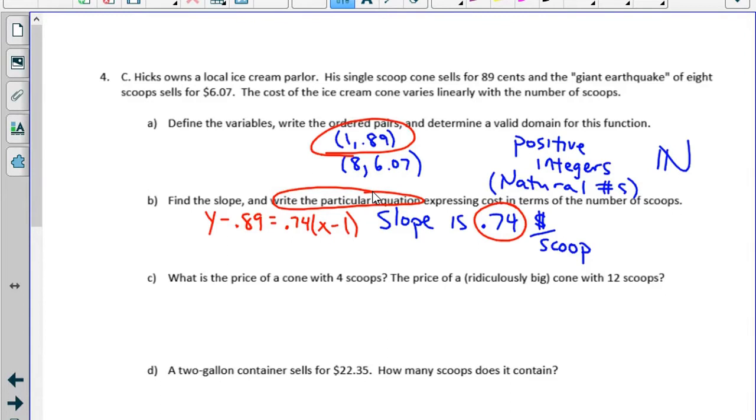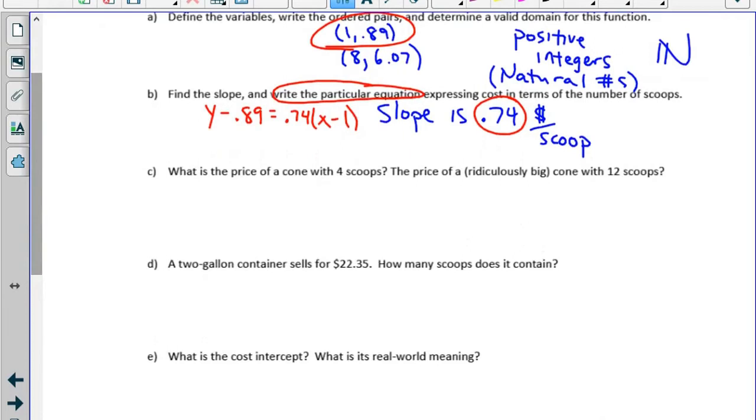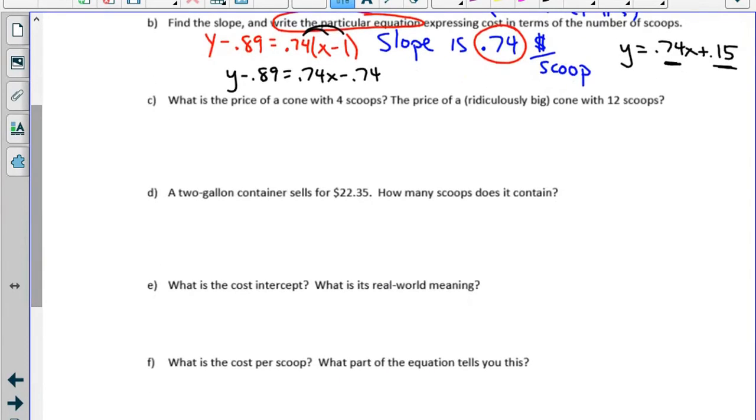Now, if I want to find slope-intercept, I can. And that may actually be easier in this problem. So if I distribute, I'll end up with y minus 0.89 equals 0.74x minus 0.74, and then add the 0.89 over. So I could end up with the equation y equals 0.74x plus 0.15, and that gives me a slope and a y-intercept. So the rest of this is just working with this equation, and I think this equation is actually the easiest to work with rather than using a point slope in this particular format.